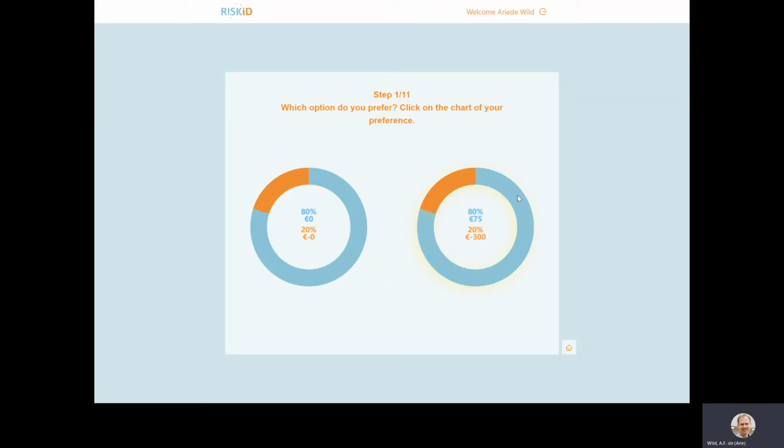Risk Appetizer lets you choose between risky options. These options are presented in circles. For each option, the probability and outcome of favorable scenarios are presented in blue. For unfavorable scenarios, the probability and outcomes are presented in orange.